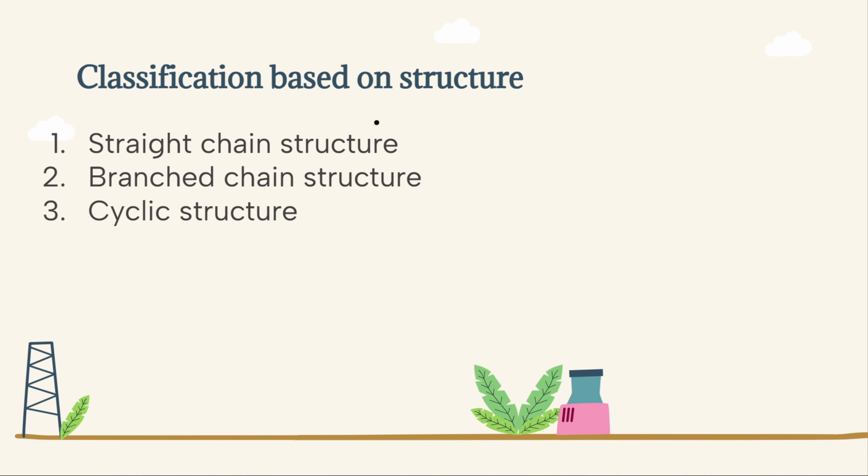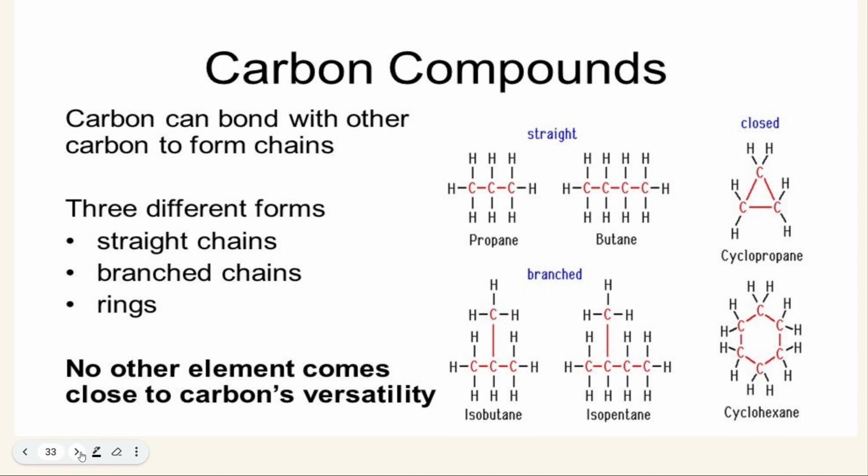So now we're going to look at the classification based on structure, and the first structure that we're going to look at is the straight chain structure. For a straight chain, carbons can bond with other carbons to form 3 different forms: straight chain, branch chain, and rings. Now for straight chains, I always use the example of a tree. This is our tree, this is the stalk, right? This stalk, just the stalk alone, would just have carbon being bonded to each other. That's our stalk. That's it.